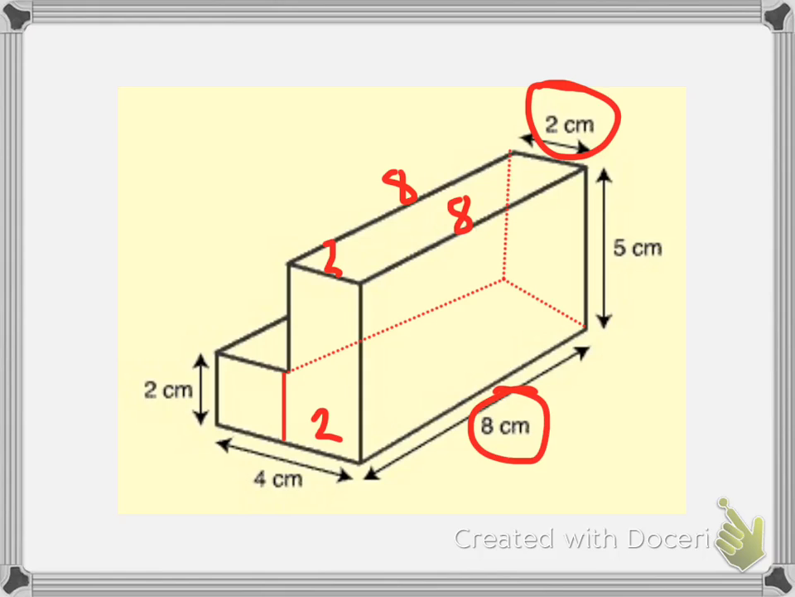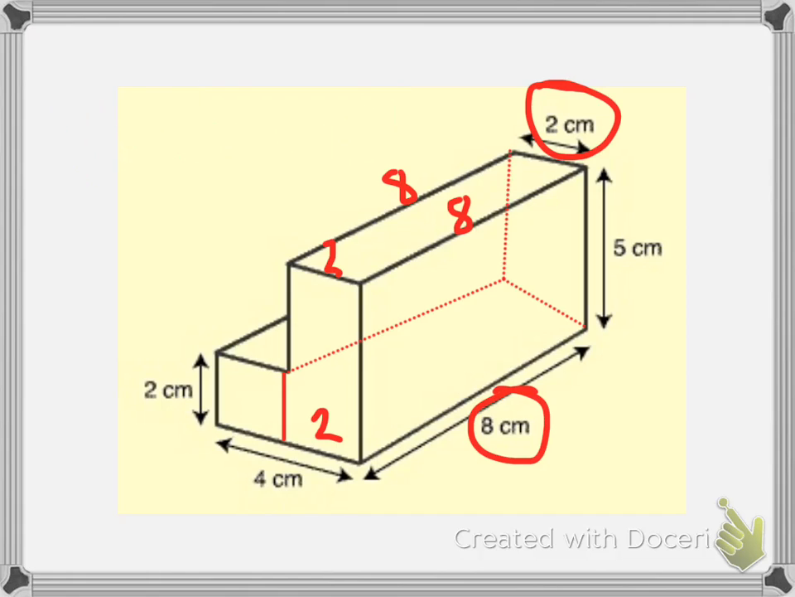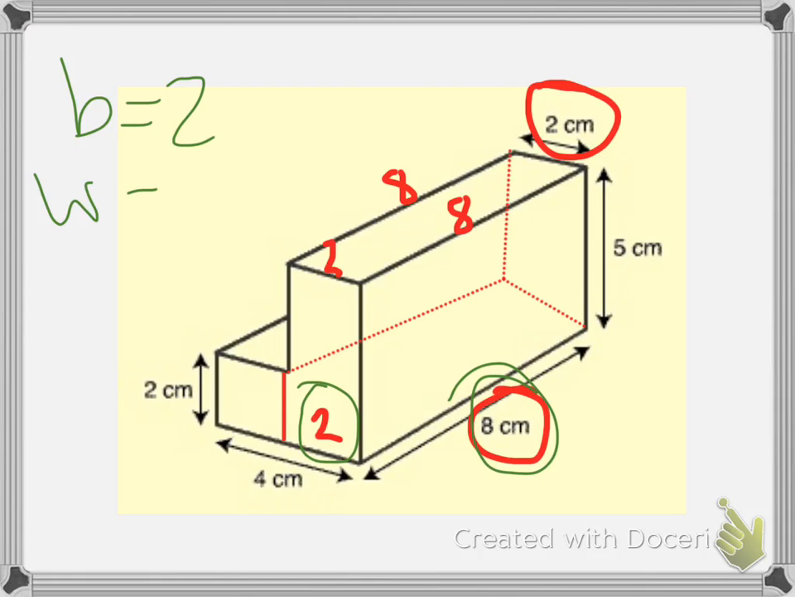So we know from the previous video that the equation for volume is volume equals base times width times height. So let's figure out the base, the width, and the height on this specific rectangular prism. If we look, we can see that our base seems to be 2, so B equals 2. Our width is 8, and the height is 5.